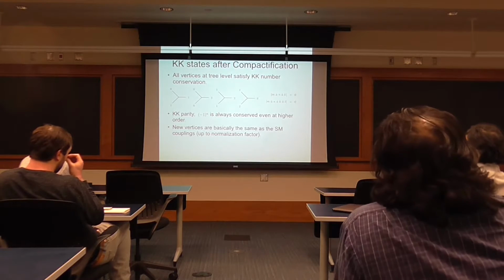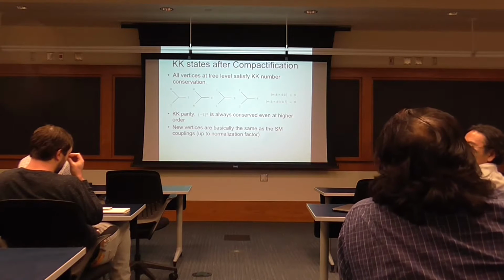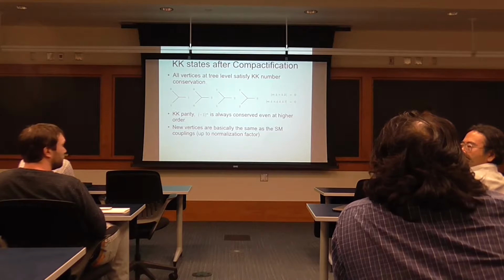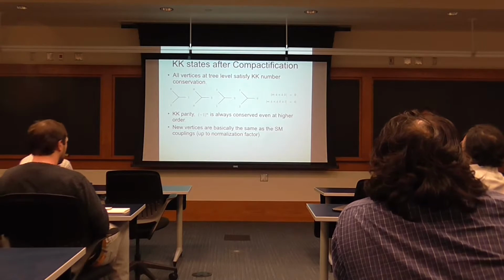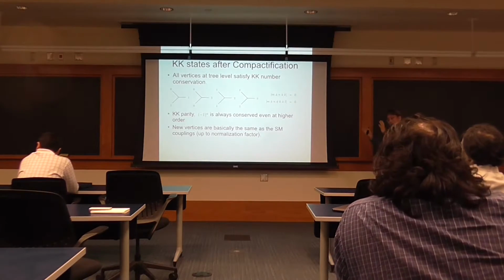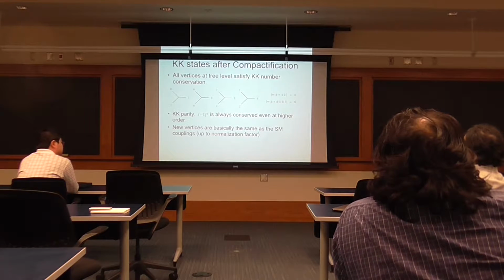So KK parity is just imposed by hand, just like R parity. By construction, the way I have done it is just a copy of the standard model Lagrangian in 5 dimensions, on S1 over Z2. It is embedded by construction, but you can break it. I will maybe comment on this later on.